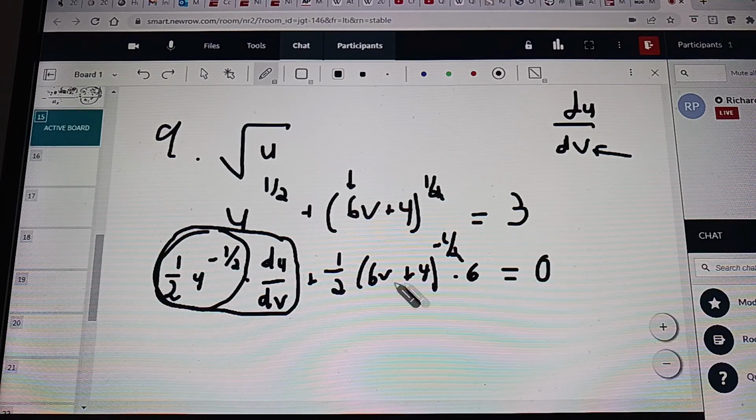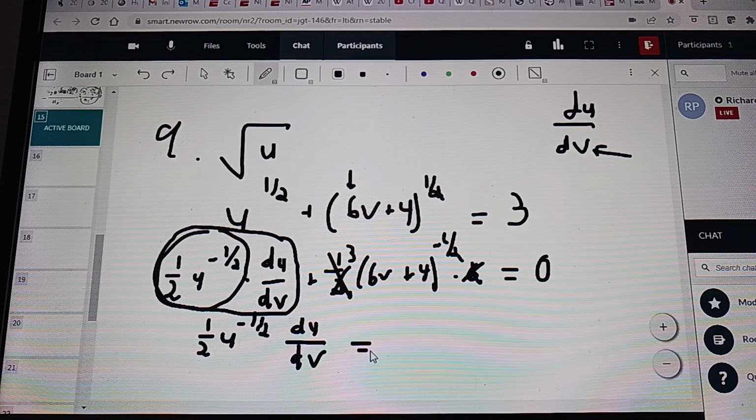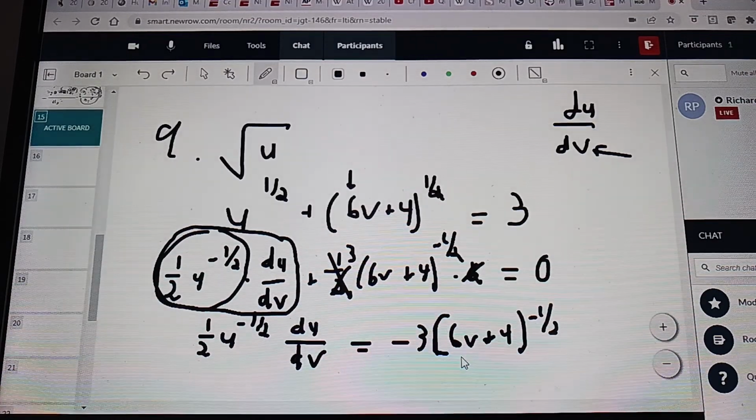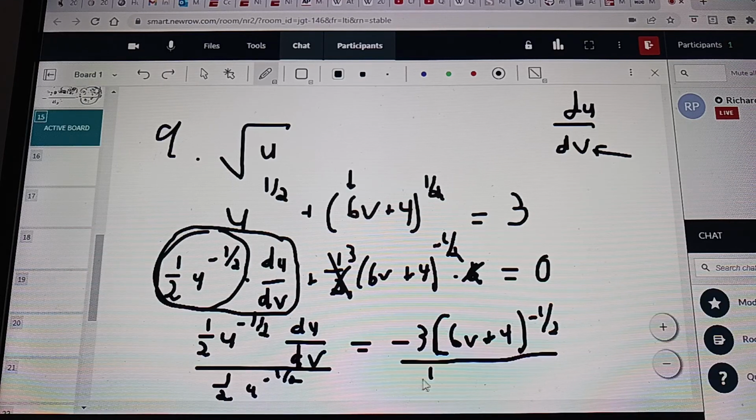So half of 6 is 3. So we could make this a 3 in front. So I'm going to leave 1/2 u to the negative 1/2 du over dv equals, it's positive on this side, so I'd have to minus 3 times 6v plus 4 to the negative 1/2. And that way I've got stuff with du over dv on one side and the other stuff on the other side. Divide by this, and you'll get the du over dv isolated.